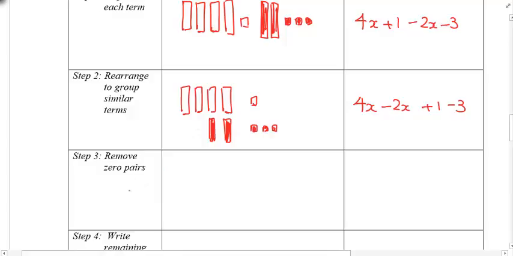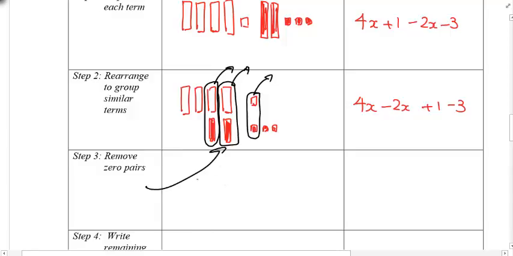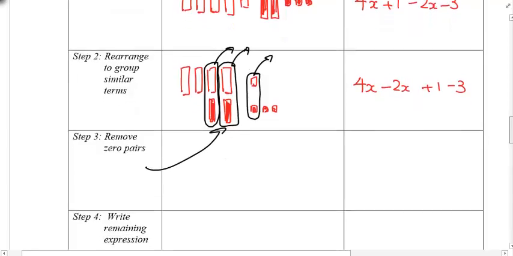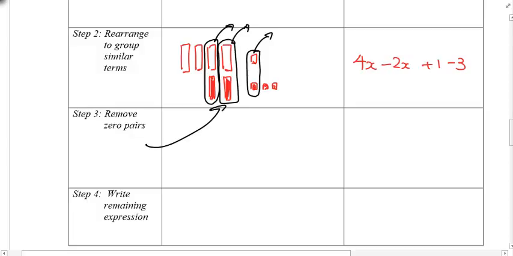Okay? I said remove the 0 pairs. So when I remove the 0 pairs, here's a 0 pair. Remove it. Goodbye. Remove it. Another one. Goodbye. And then I can remove this 0 pair, right? Goodbye. And so that's what I just did here, okay? Removing 0 pairs. And so what's left? Write down the remaining expression.